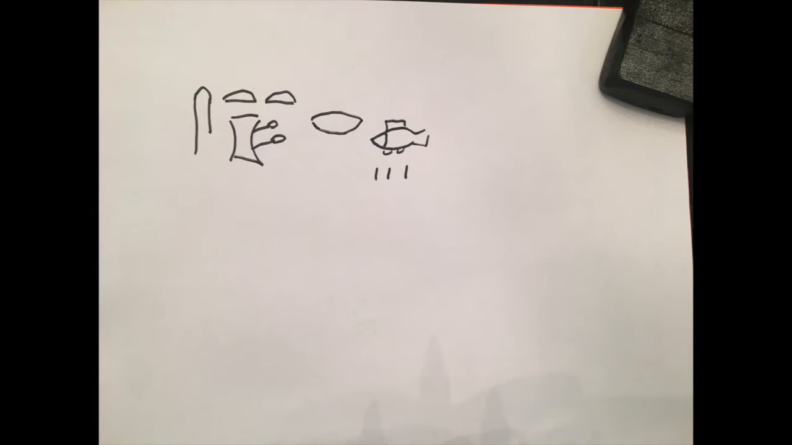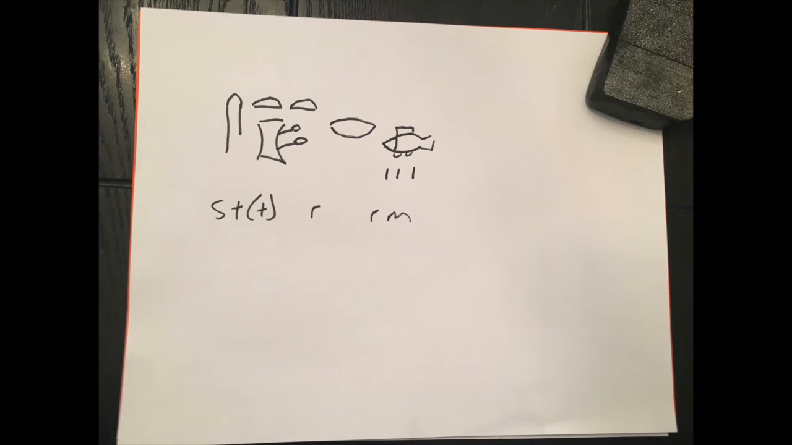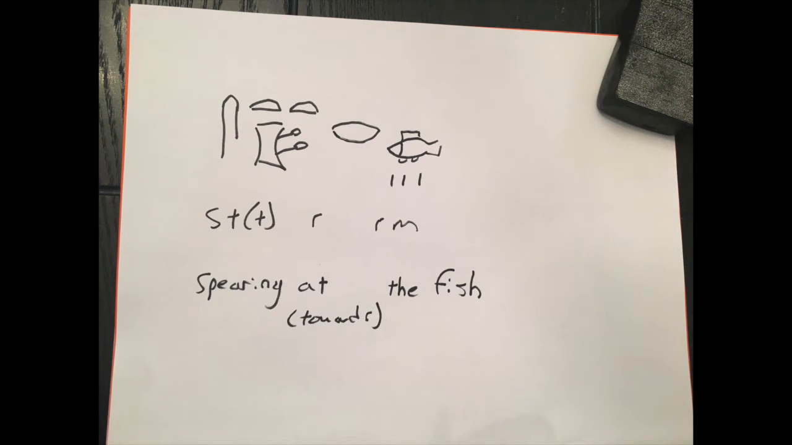So let's put that into a sentence. St, and we don't need to pronounce that extra T, r, ram. So spearing, remember the R is towards an object, so towards or at, and ram is fish. In this case, I've used the determinative for fish with 3 stroke lines. I didn't want to have too many R's next to each other to make this easier to read. So the full sentence is going to be spearing at or spearing towards the fish.